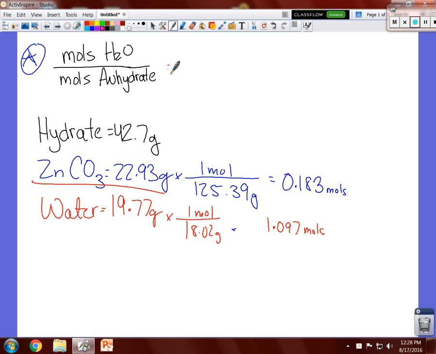All right, so here's the next most important part. We've got to now plug these numbers in. So we've got 1.097 moles of H2O divided by 0.183 moles of the anhydrate. You divide.